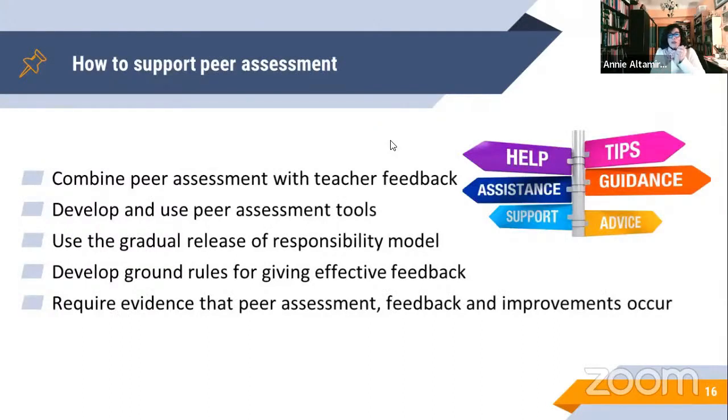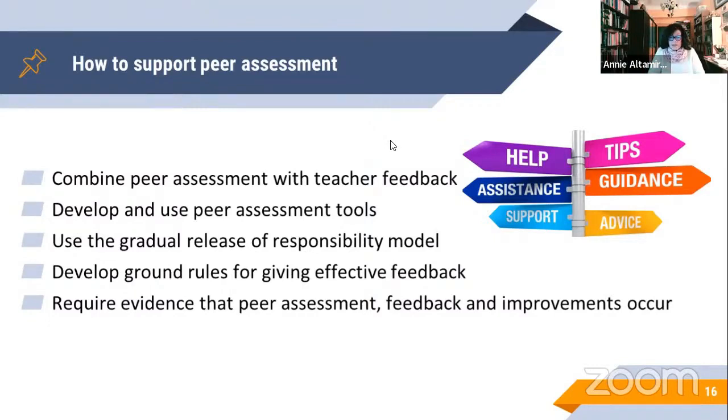Also, how can we support this peer assessment? Well, we can combine peer assessment with your own feedback. That is, using both elements. First, peer assessment, and then you step in.